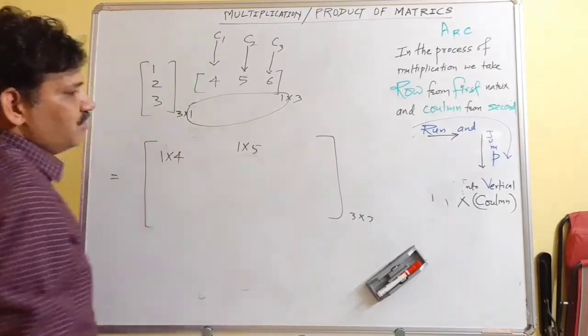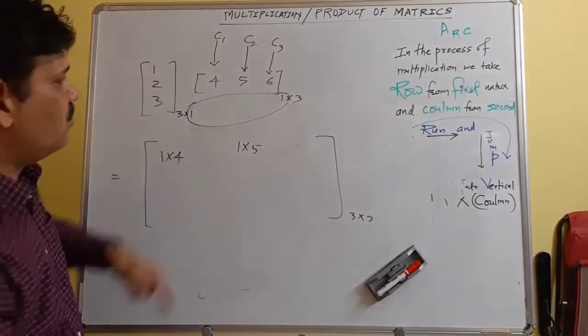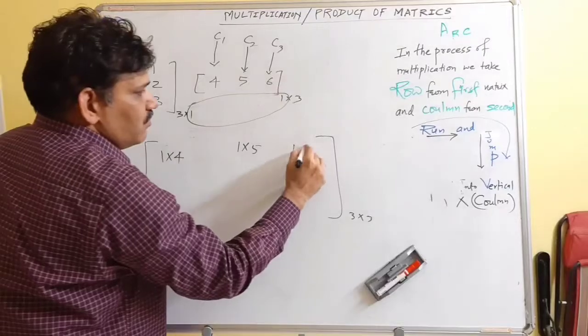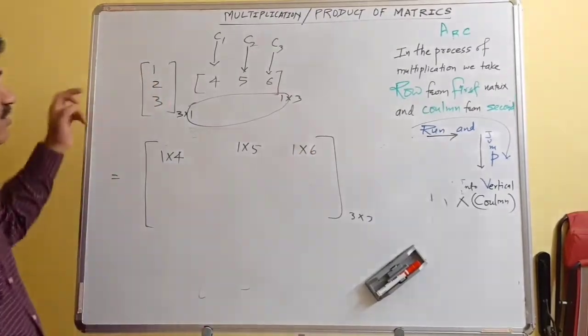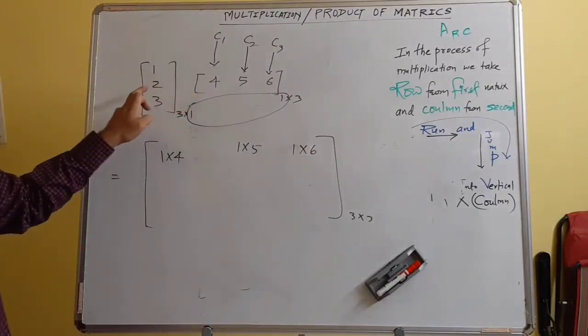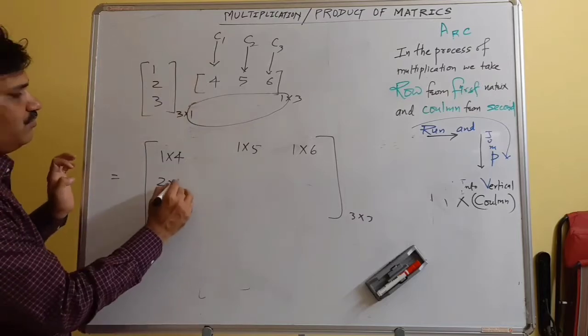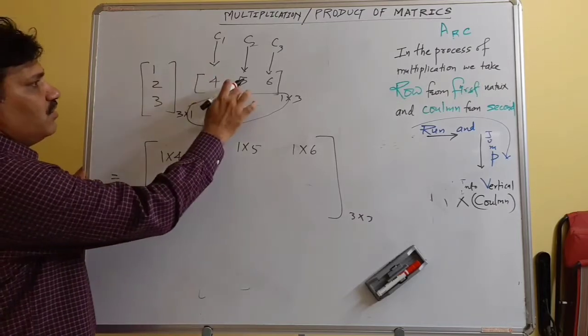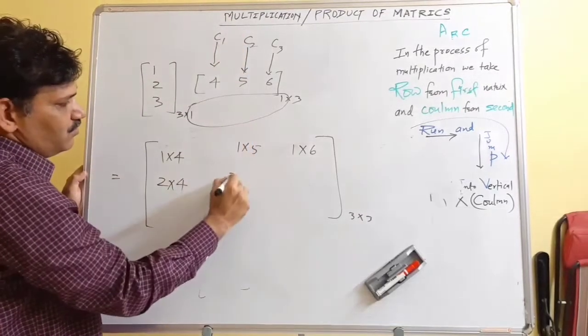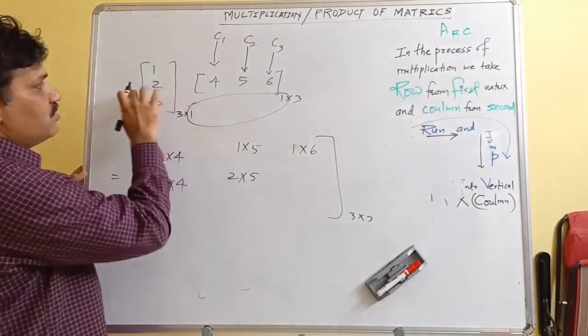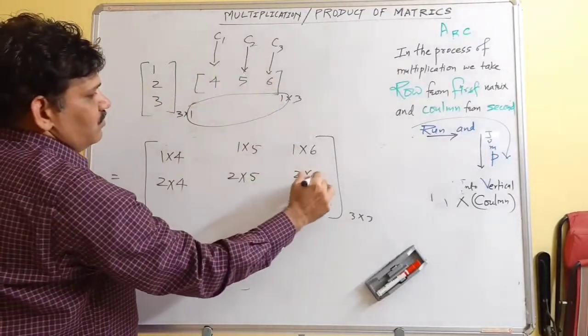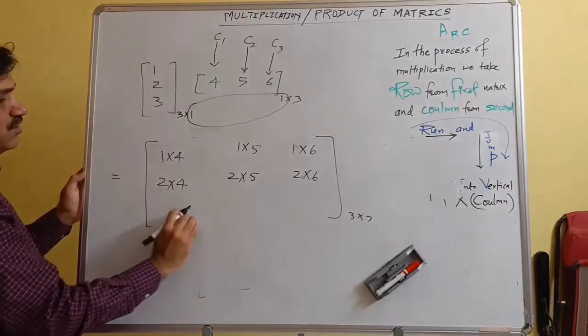So 1, 3 position. First row, third column. 1 into 6. Now we start with the second row. Second row, first column, 2 into 4. Second row, second column, 2 into 5. Second row, third column, 2 into 6. Third row we start with.